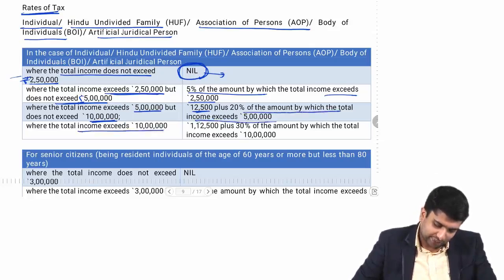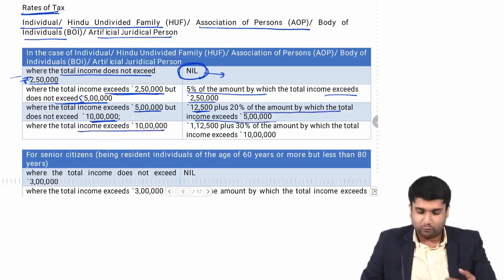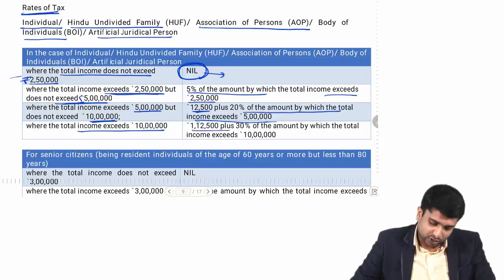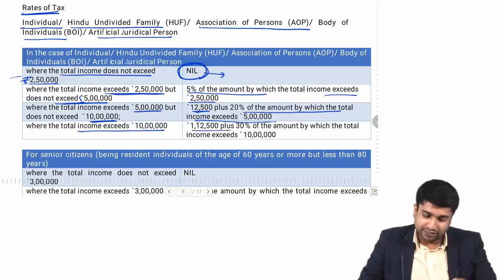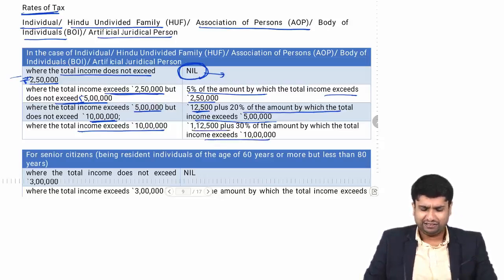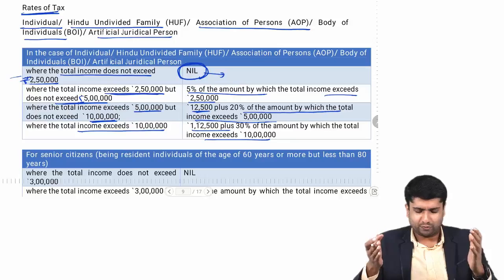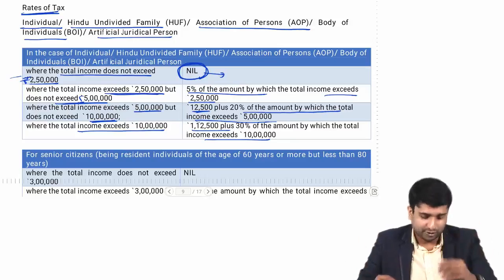And where your total income exceeds rupees 10 lakhs, then what is the rate of taxes? It is 1,12,500 plus 30% of the amount by which the total income exceeds 10 lakh. Sir, we are not getting clarity on this. What do you mean by this? Very simple, I'll give you an example.